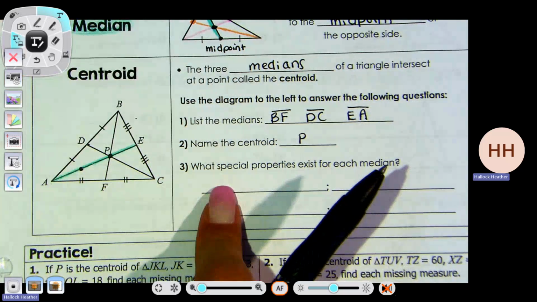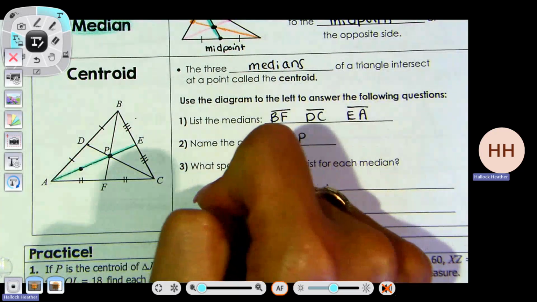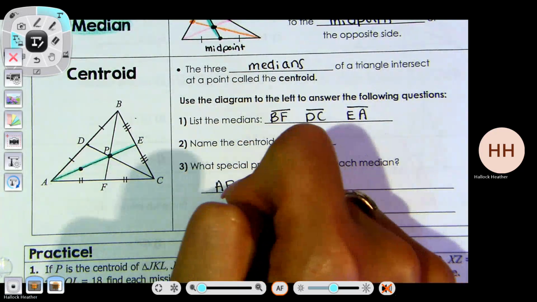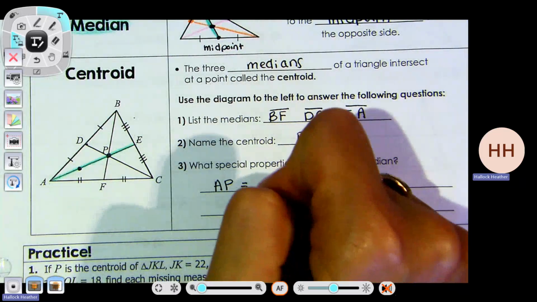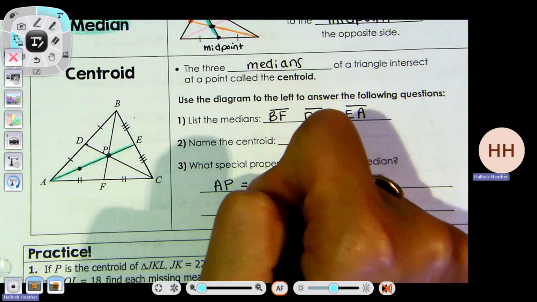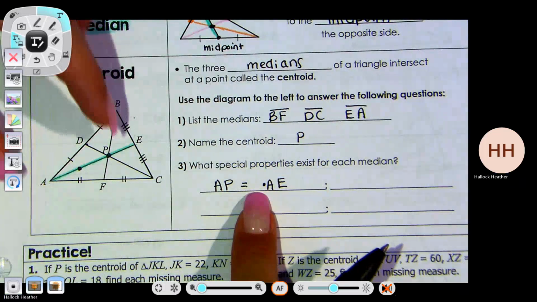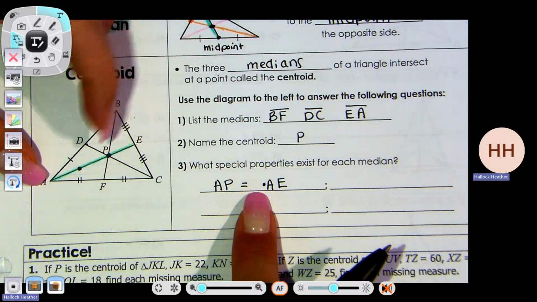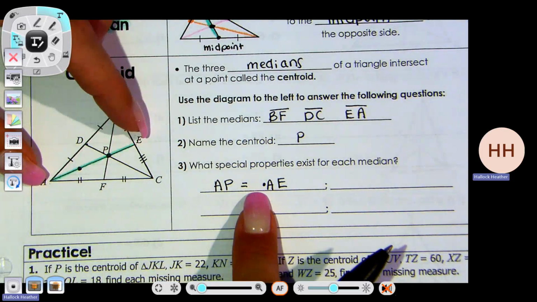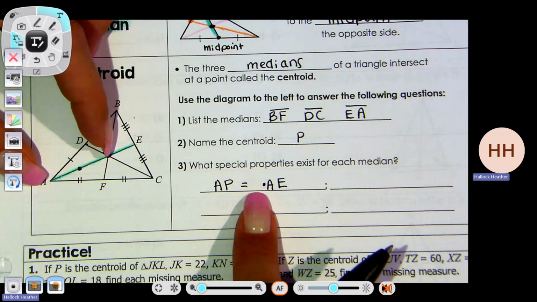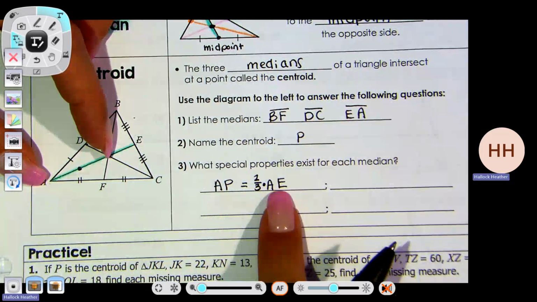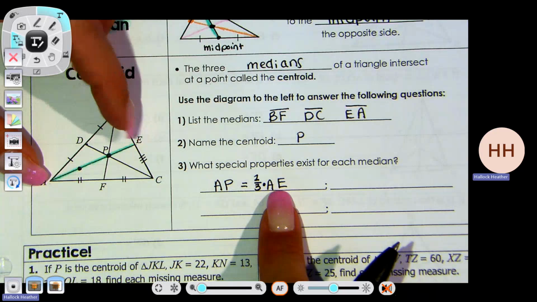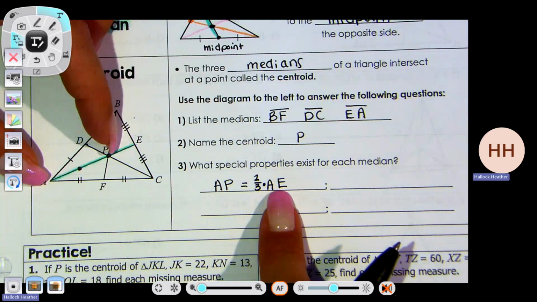So we're going to break this up into a bunch of little formulas that you could technically use to solve this. So if I say AP is equal to some amount of AE, AE being the whole thing, technically what's my fraction to represent AP out of AE? 2/3, because there's 2 pieces here. So we're going to say 2/3 times AE. So if I knew the whole length of AE, I could multiply by 2/3 to represent AP.